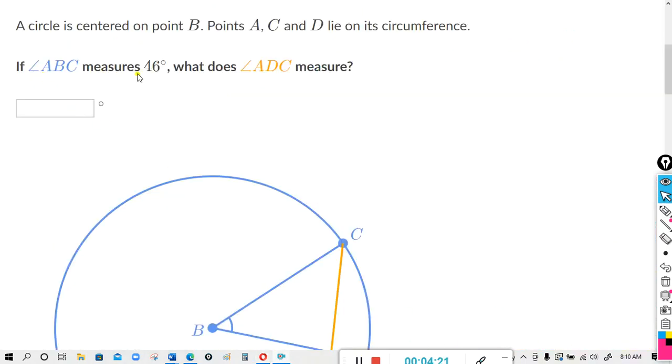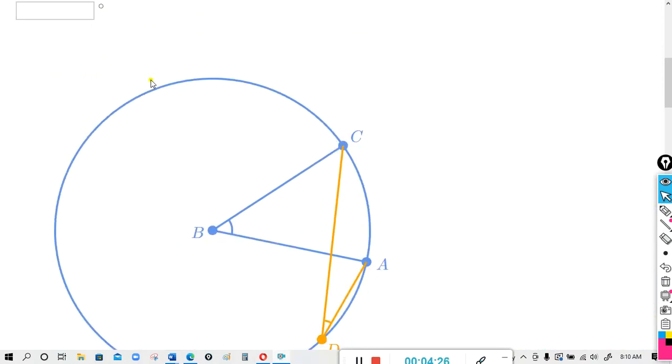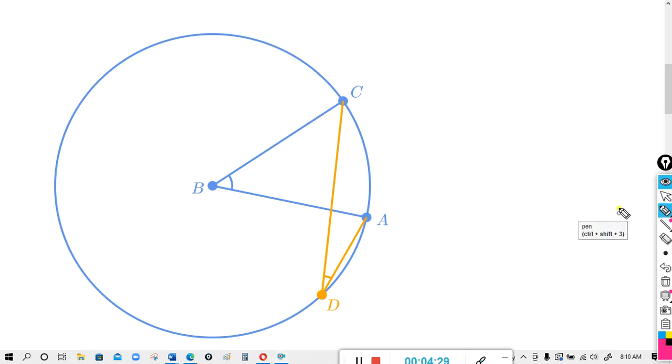Angle ABC measures 46. What does ADC measure? Let's label ABC as 46. So right here we have ABC. This is 46. And this angle here is the central angle because they said B was the center. And this angle here is an inscribed angle because the vertex is on the circle. Notice both this angle and this angle intercept the same 2 points.